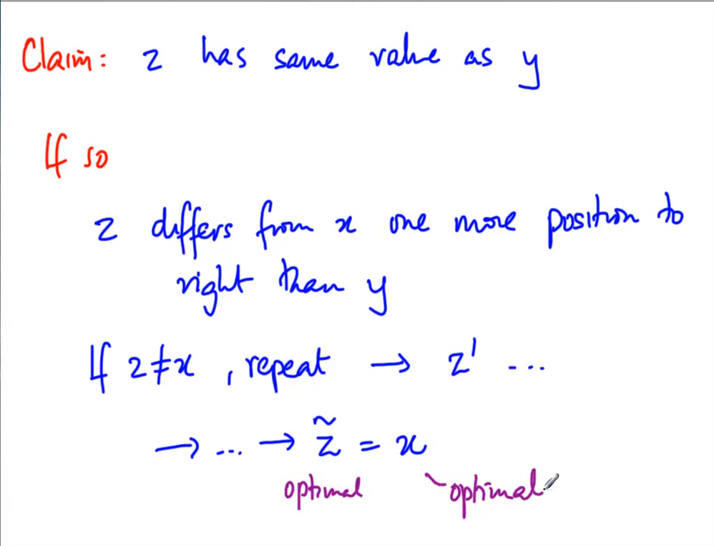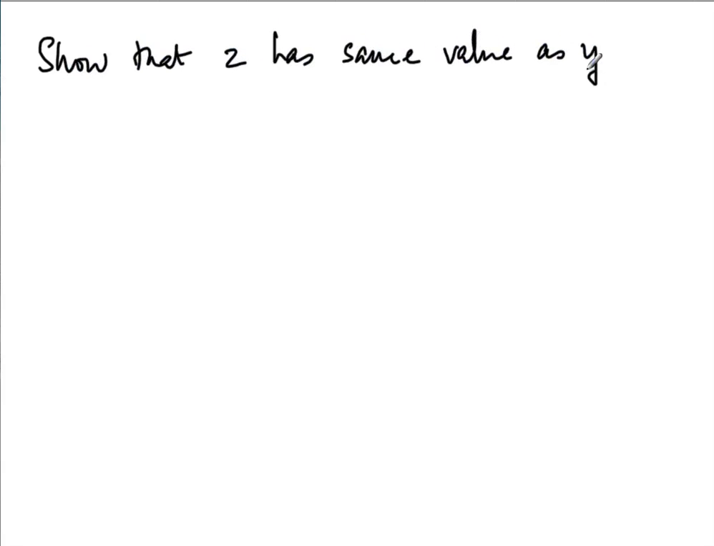So this is a typical greedy correctness proof. We start with any optimal solution and show that we can step by step transform it to the solution that the greedy algorithm produces, and therefore the greedy algorithm is also an optimal solution. So what remains is to show that z has the same value as y. So how do we show that z has the same value as y?